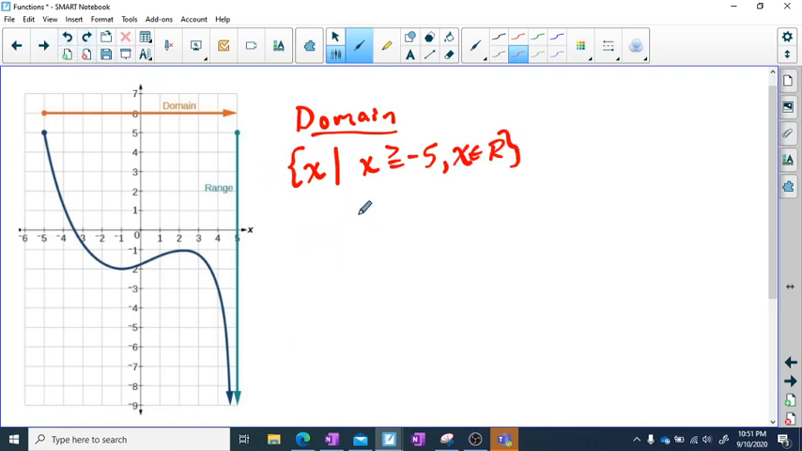I would go just simply this: square bracket, -5 to infinity. Infinity always has a round bracket on it. So this or this would both be correct. The range.